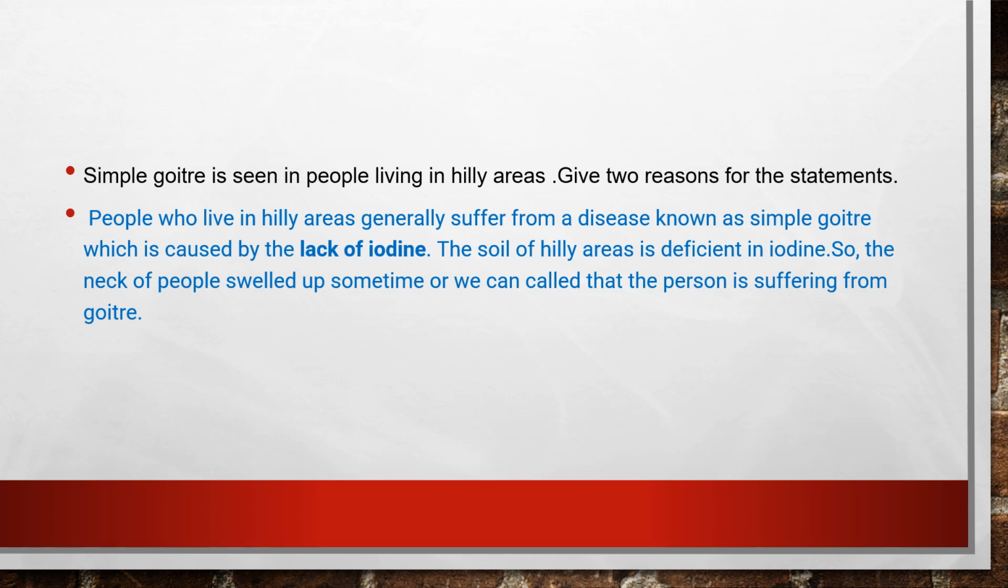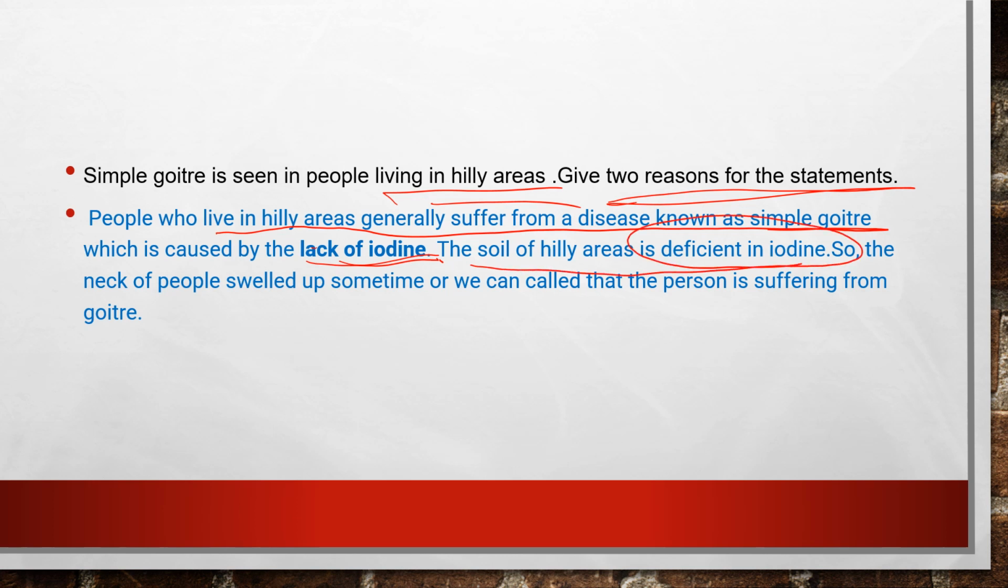Now, the last question is that simple goiter is seen in the people living in the hilly areas. So, why is it so? Give two reasons for the statement. Now, people who live in hilly areas actually suffer from a disease known as simple goiter. Why? We all know that goiter is happening due to the lack of iodine. And this lack of iodine, why is it happening? Because the soil of hilly areas is deficient of iodine.